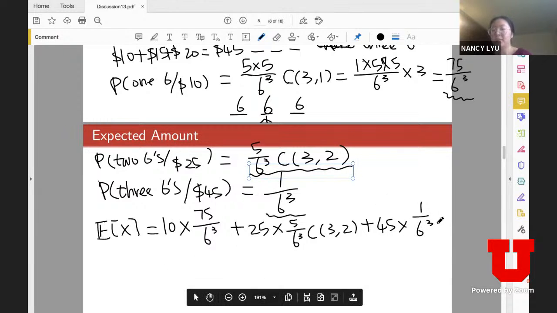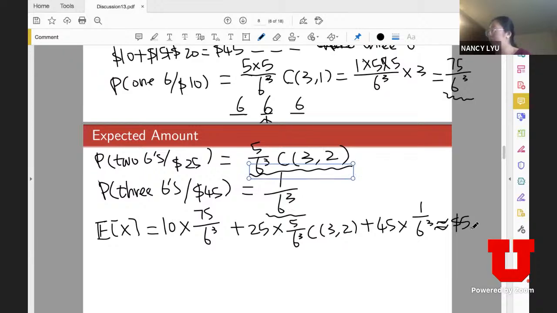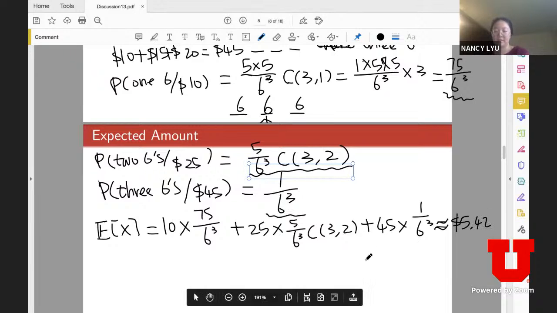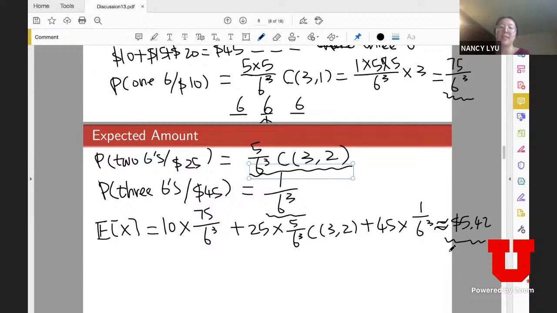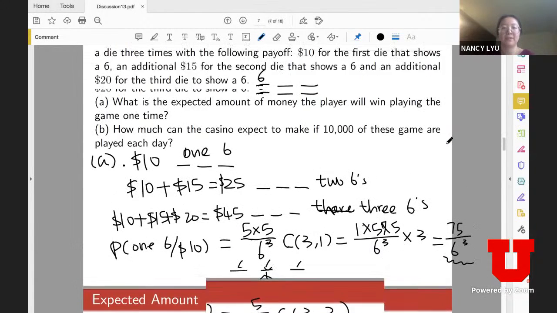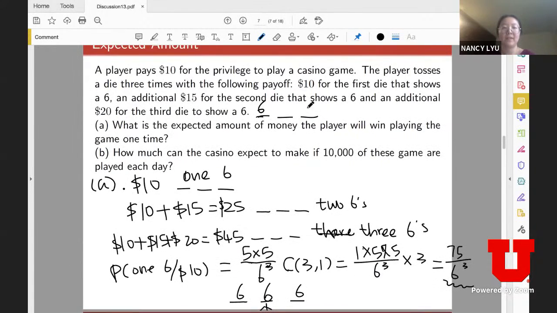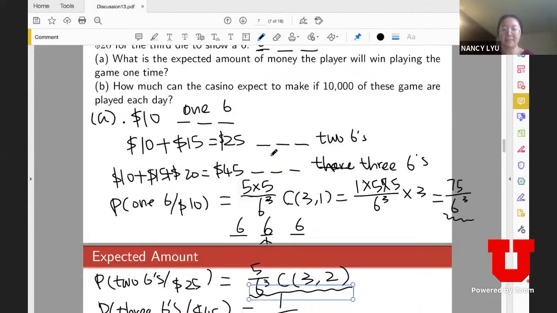And this would give you about $5.42. So this number is the average amount of money a player can win in one game. And the player has to pay $10 to play the game.